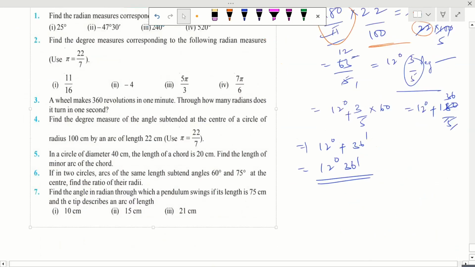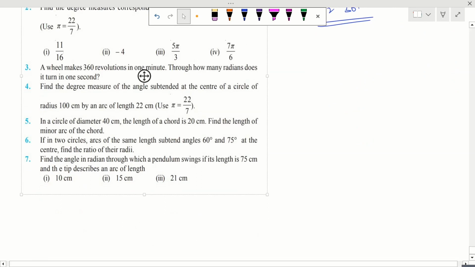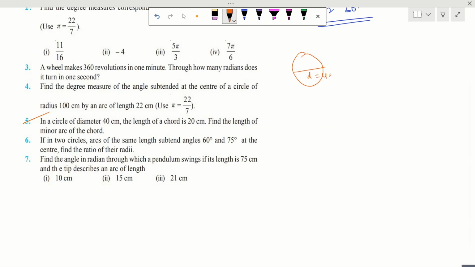The fifth one is: a circle of diameter 40 centimeter is given. So what is the radius? Radius is d by 2, so 40 by 2 is 20 centimeter. So the radius is 20 centimeter.